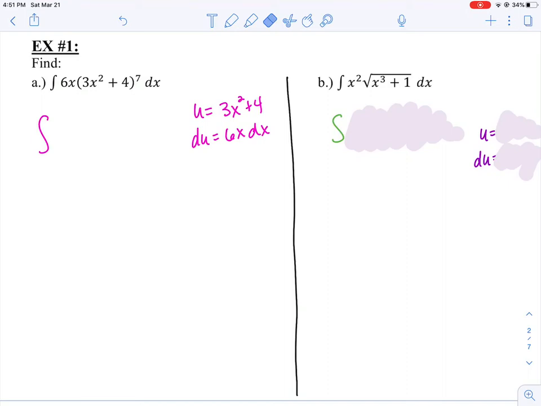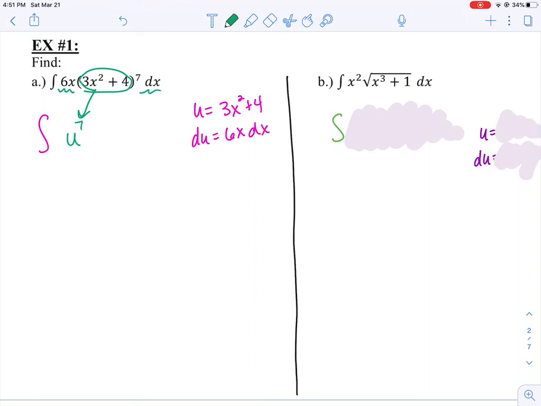So now let's go back to the original problem and let's do our substitution. So instead of calling this 3x squared plus 4, can't we take that out and really call it u, or now u to the 7th? And then we have left a 6x dx, which is perfect because 6x dx is equivalent to my du. So now I have a new problem that asks me to integrate u to the 7th with respect to u. So I can use my power rule now that we learned from a previous section. I can add 1 to the exponent and divide by that new exponent.